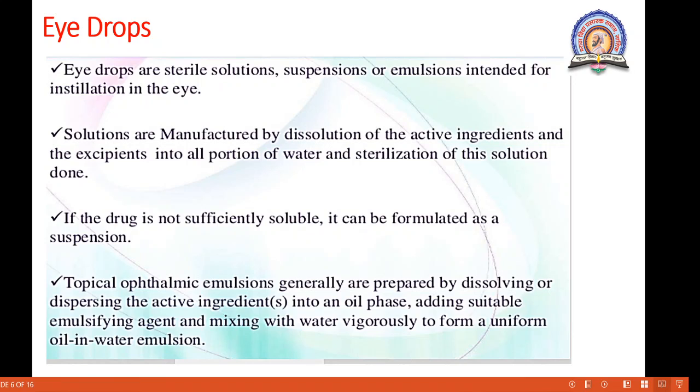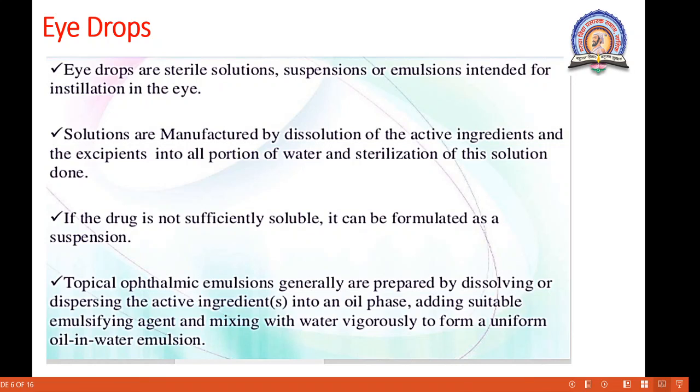If the drug is not sufficiently soluble, it can be formulated as a suspension. In this case, if we are not getting a clear solution in the water, then we formulate that solution as a suspension.